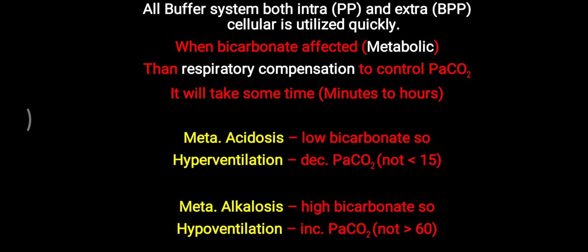So you have to remember, as a compensation in metabolic acidosis, hyperventilation will be seen. So in a patient of metabolic acidosis, hyperventilation, an increased respiratory rate, will be seen. But in metabolic alkalosis, what happens? Hypoventilation, an overall decreased respiratory rate, is seen in metabolic alkalosis. So these are the compensatory changes.